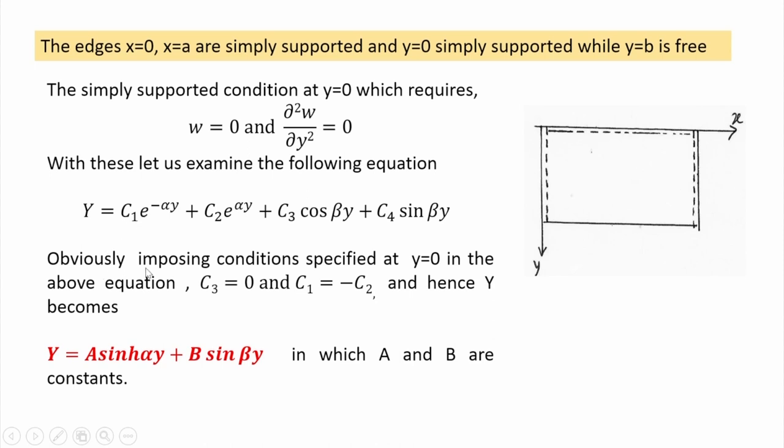So here, obviously, we impose the boundary condition at y equal to 0. At y equal to 0, you will get c3 equal to 0 because deflection has to be 0. So c3 must vanish, but c1 should be equal to minus c2. Hence, Y becomes consisting of only two terms, A sinh(alpha y) plus B sin(beta y), in which A and B are constants.